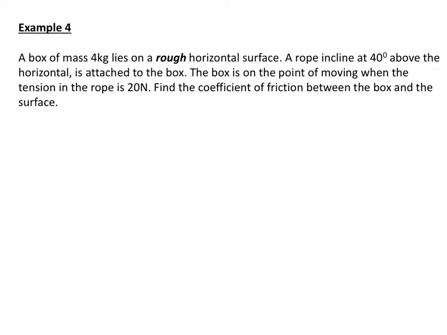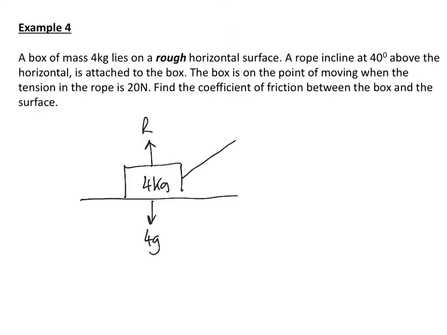In this example, we have a force that is not horizontal. But again, we're going to start with a diagram. We have a 4 kilogram box, and the weight of that box is acting straight down, so 4g. We have a normal reaction acting up. But this time we have a rope that's inclined at 40 degrees above the horizontal. So 40 degrees here. And in that rope, the tension is 20 newtons, so that 20 newtons is acting that way.